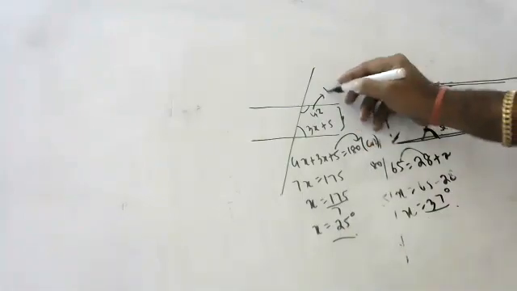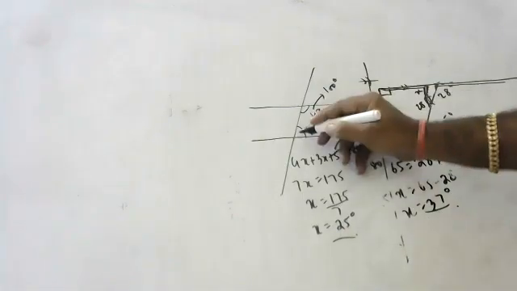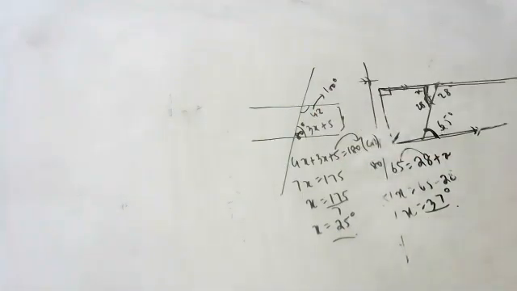So 4 into 25 is 100. If this is 100, automatically this will be 80, because co-interior angles are supplementary. Next. Next, Varsha, your turn.